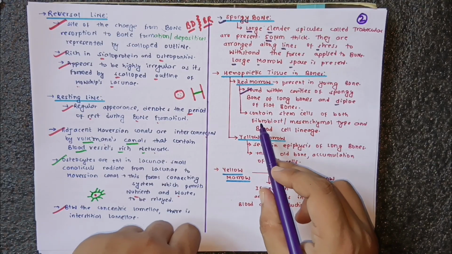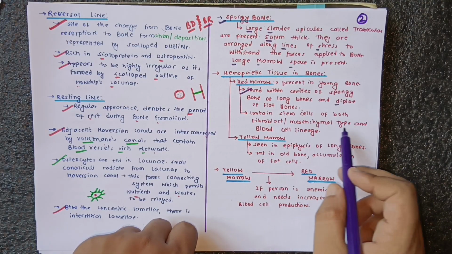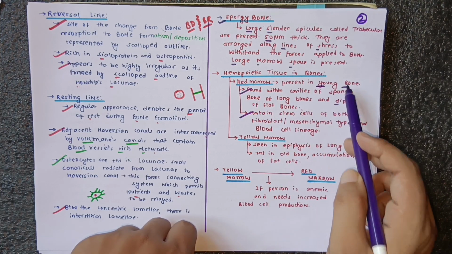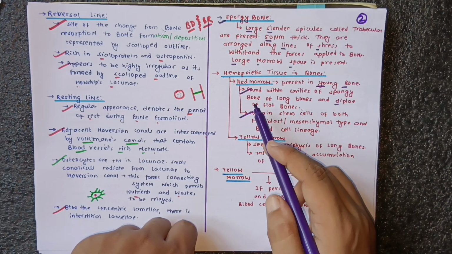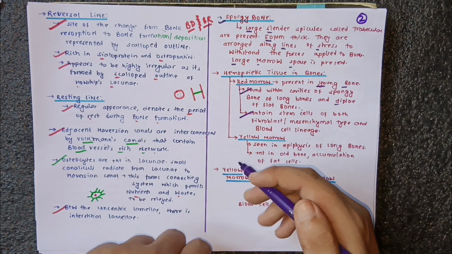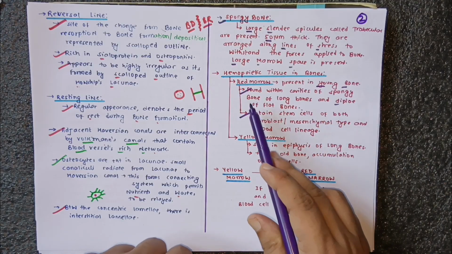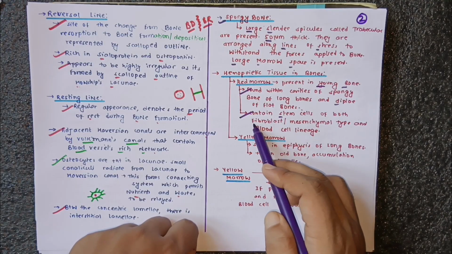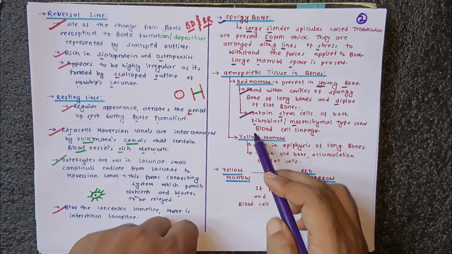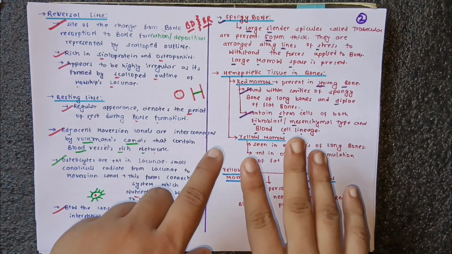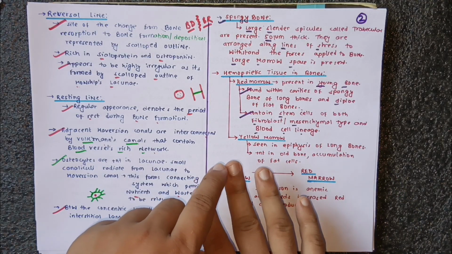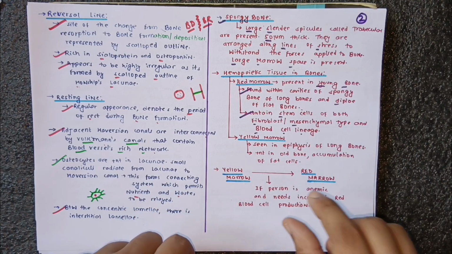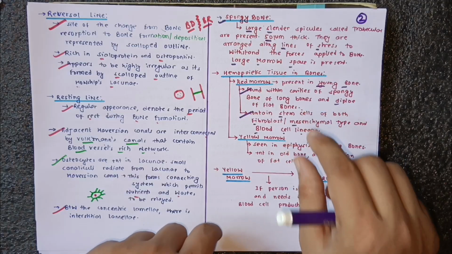It contains the stem cells of both the fibroblast or mesenchymal type and the blood cell lineage. So this red marrow is present in young bones, and it is found mostly in the cavities of the spongy bone of the long bones or in the diploe of the flat bones. Blood cell lineage stem cells are there, and fibroblast lineage stem cells are also present in this hematopoietic tissue, in this red marrow of the bone.